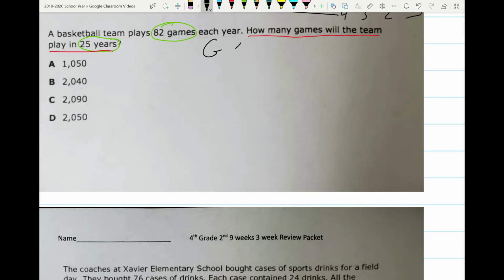Okay, G times my E equals my T. Do I know my groups? Yes, 25 years. Do I know in each year? Yes, 82. Do I know my total? No, that's what I'm looking for. If I have my G and my E, then that means I'm going to be multiplying. 82 times 25.